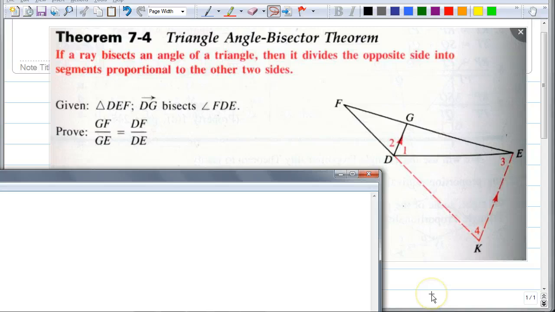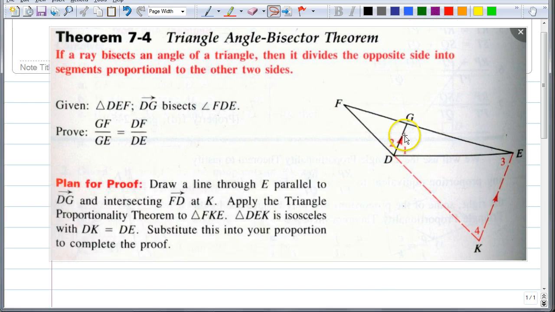Okay, many of you actually were able to figure this out. Okay, let me give you a little hint here. So the reason why they drew a line through E that's parallel to GD and extended FD so that it ends at K is because, take a look at this big triangle. What do you guys know about this big triangle? In terms of GD and EK, they are?